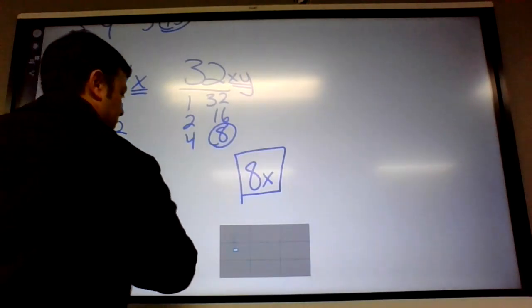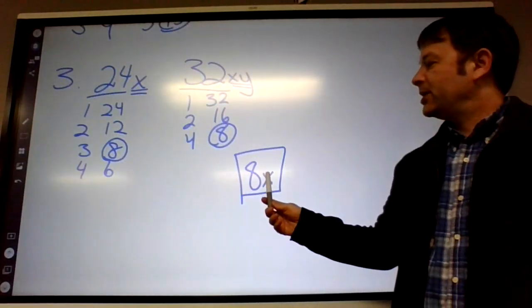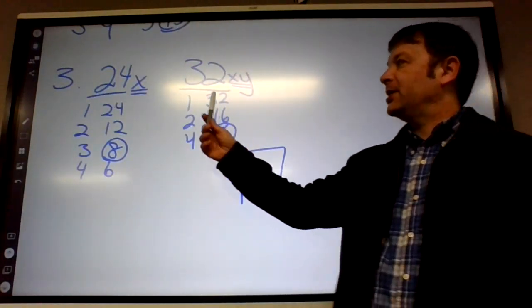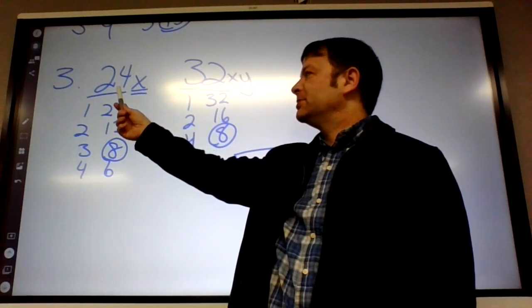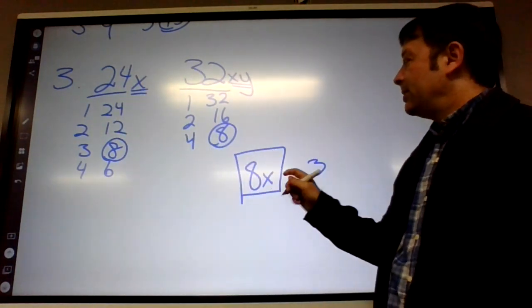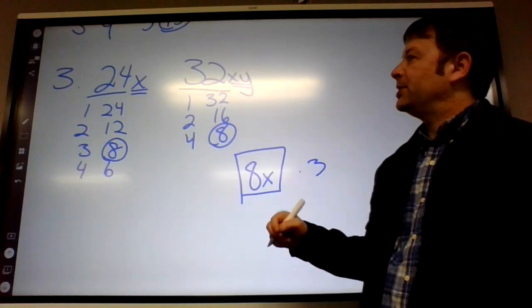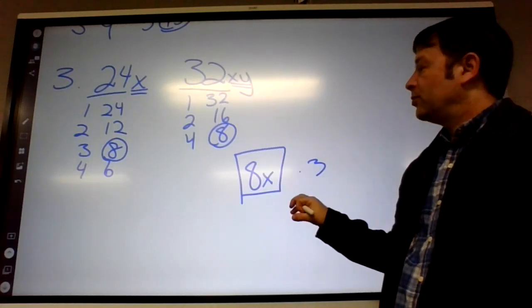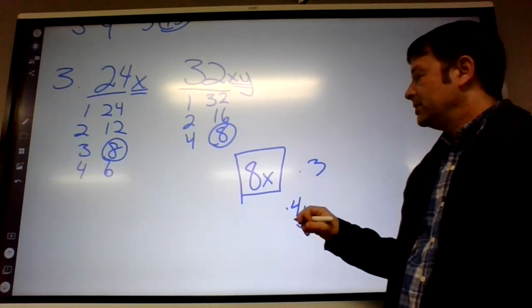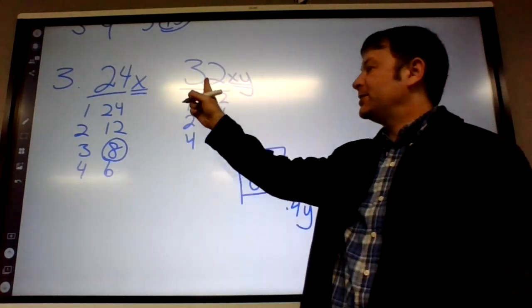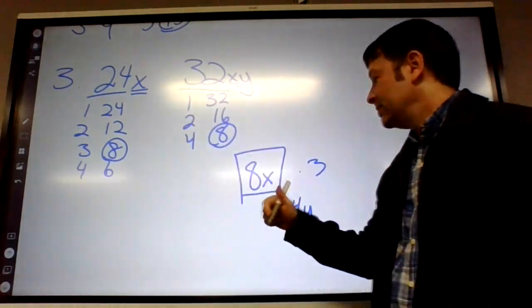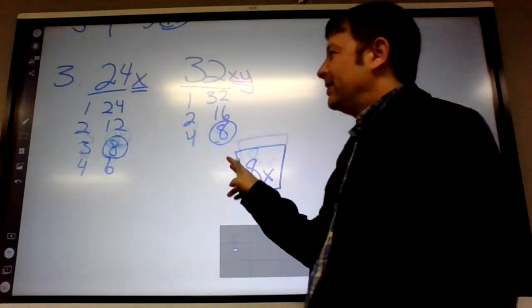Let me back up for a second. What could I multiply 8x by to turn it into 24x? 3. What could I multiply 8x by to turn it into 32xy? 4y. So this is a common factor. This does multiply into both of those. Anyways, let's keep rolling.